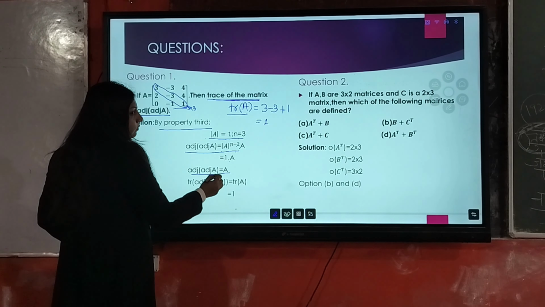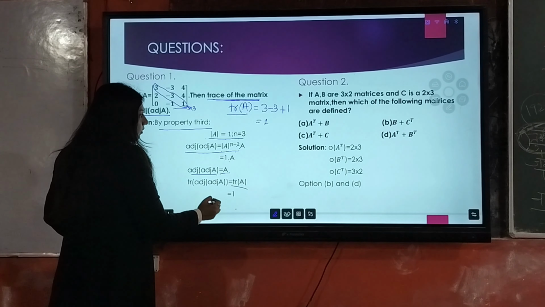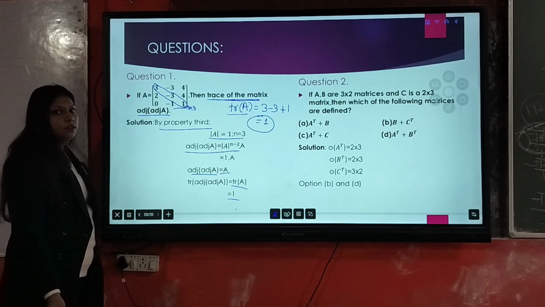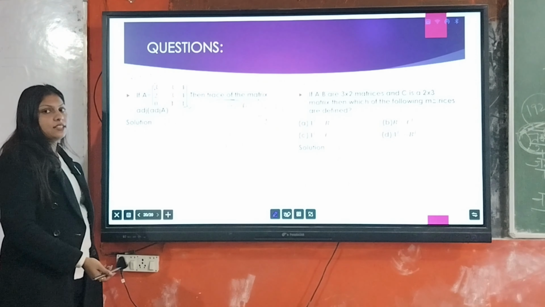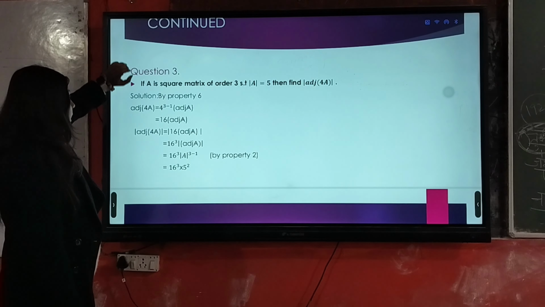So basically what we have to find here is the trace of the matrix A. What we have calculated here is 1. So how much easier is this? Now, what is the question asking you?